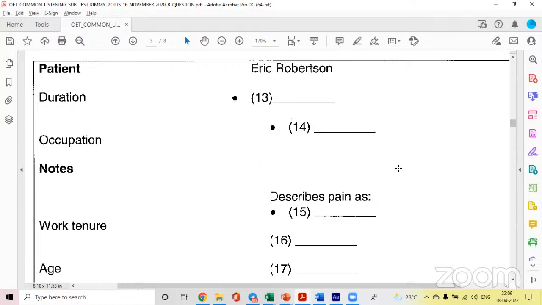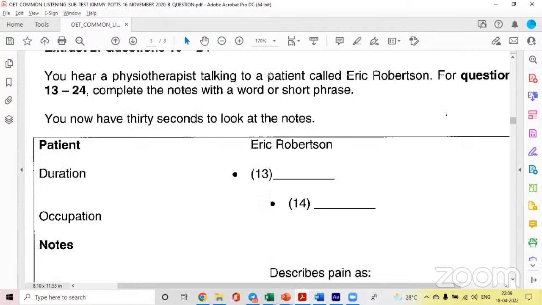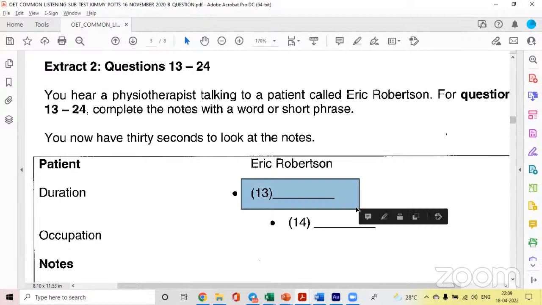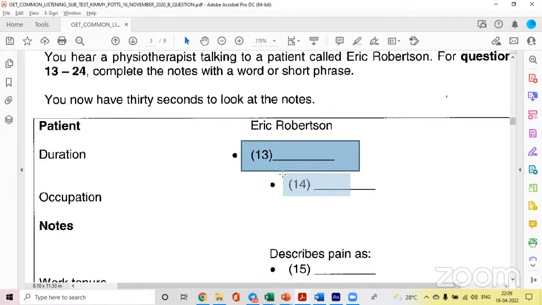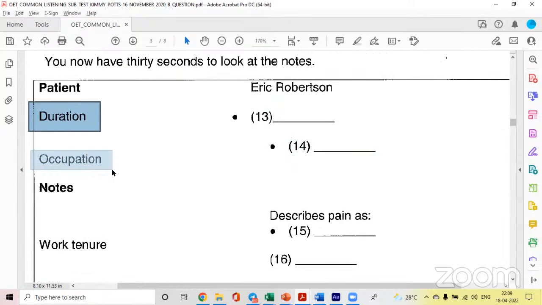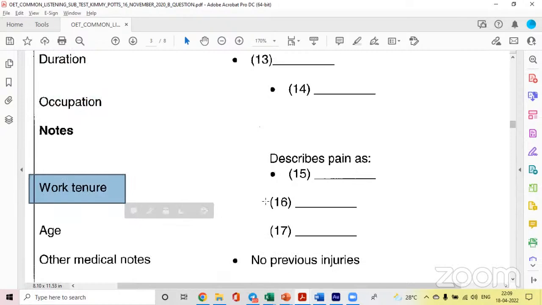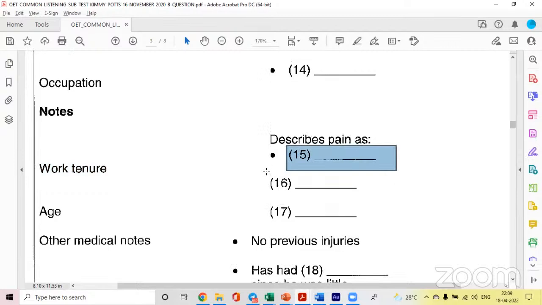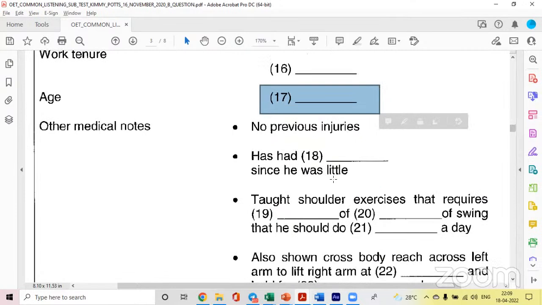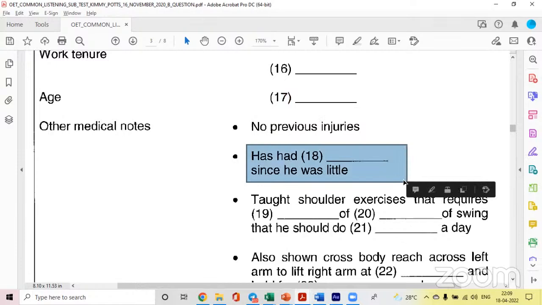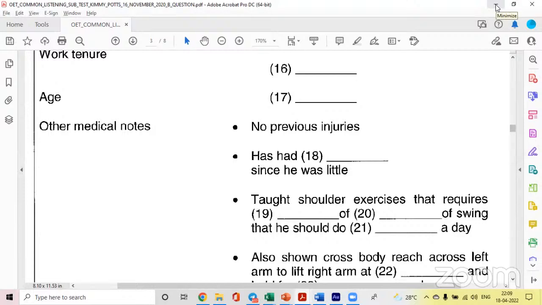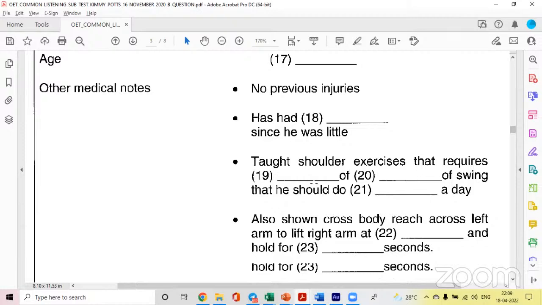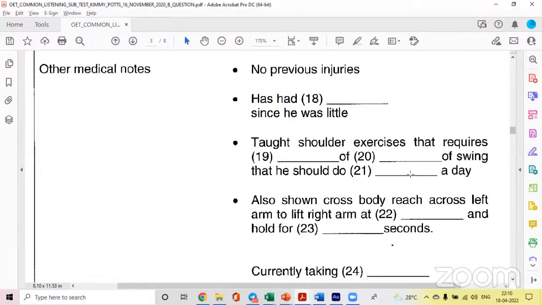Okay, so here you hear a physiotherapist talking to a patient, Eric Robertson. So patient, duration. What is the duration? And what is the occupation? Duration means time. Occupation means profession. Work tenure means period. Describes pain as dash, then dash, age is dash, no previous injury. He has had a dash since he was little, means since he was a child. Then top shoulder exercises that require a dash of swing that he should do. Okay, go through these questions now.